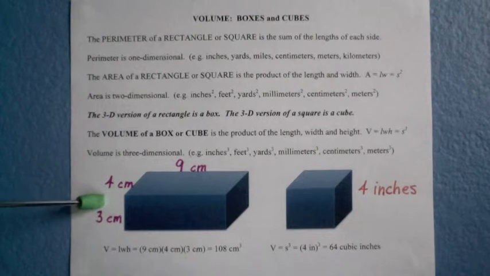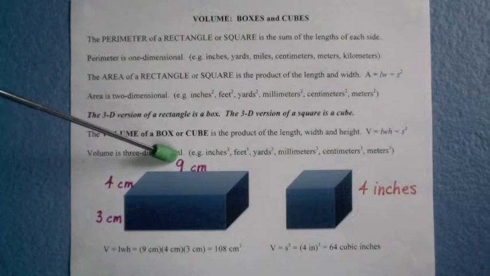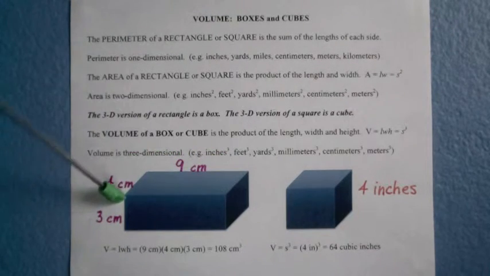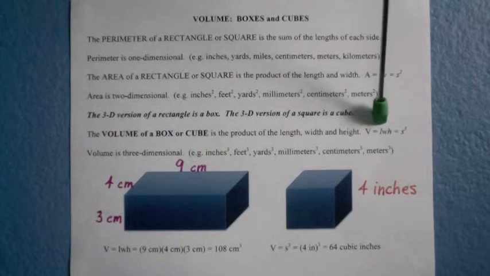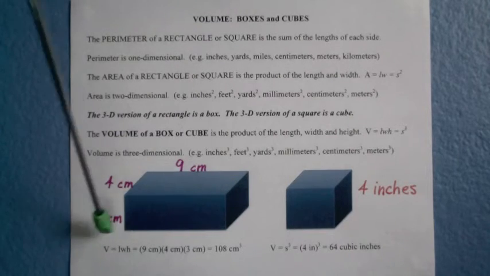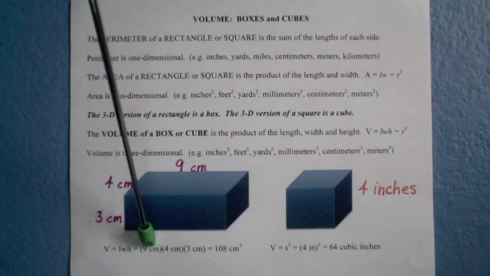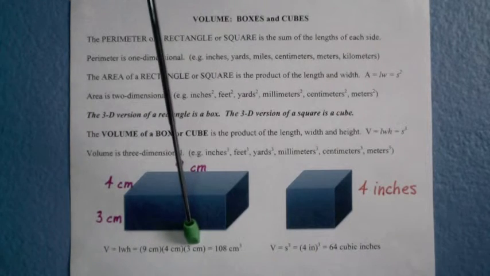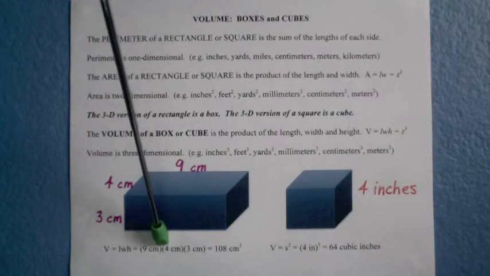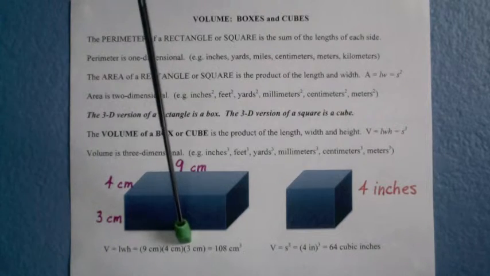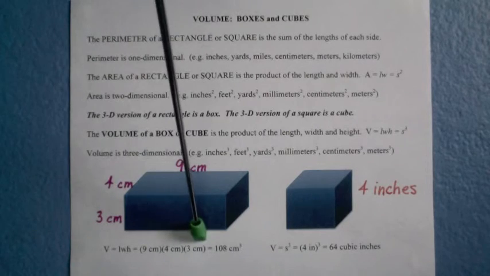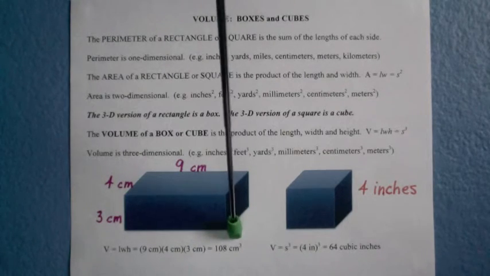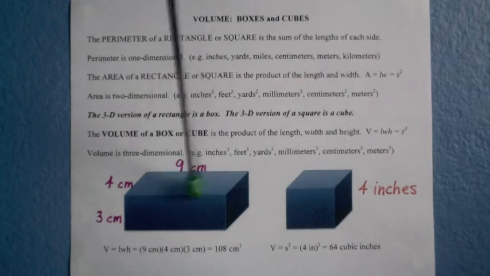Let's look at the examples. Here I have a rectangle. The length is 9 centimeters, the width is 4 centimeters, and the height is 3 centimeters. Volume is length times width times height. So volume is 9 centimeters times 4 centimeters times 3 centimeters. 9 times 4 is 36, times 3 is 108. Centimeters times centimeters times centimeters is centimeters cubed. That's the space inside the box.